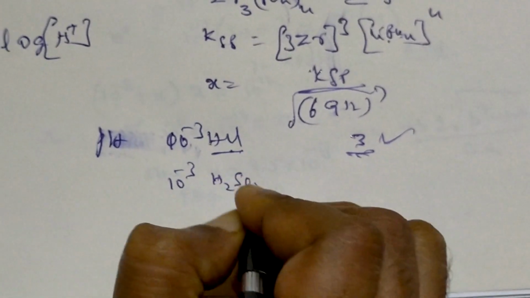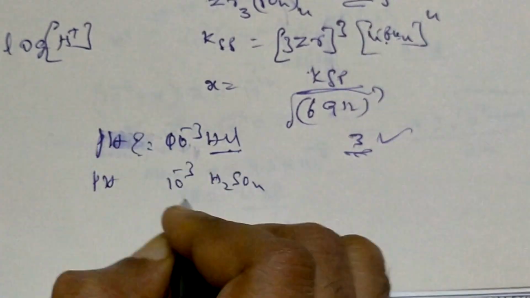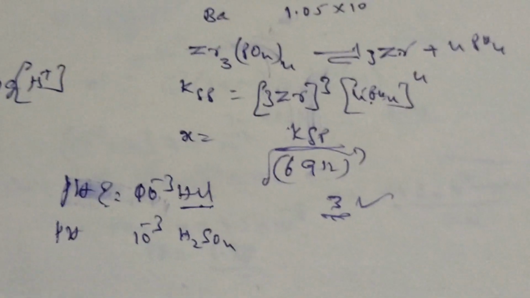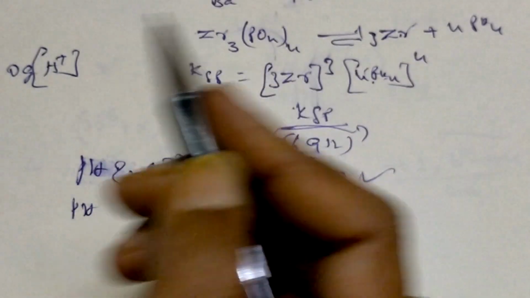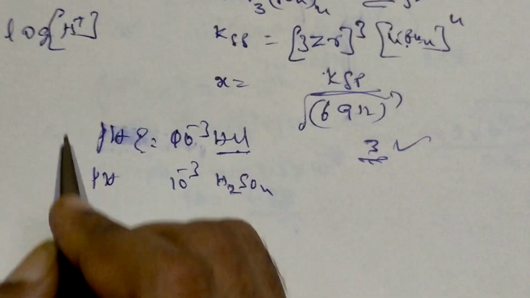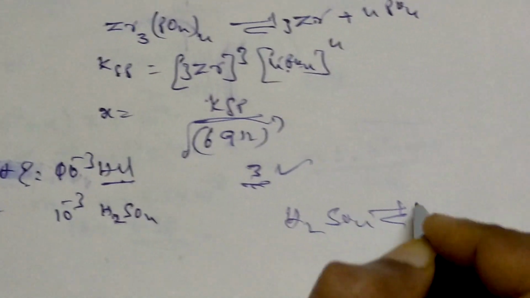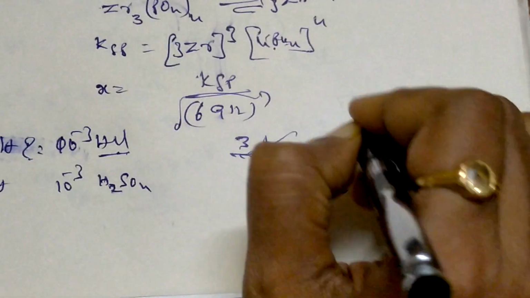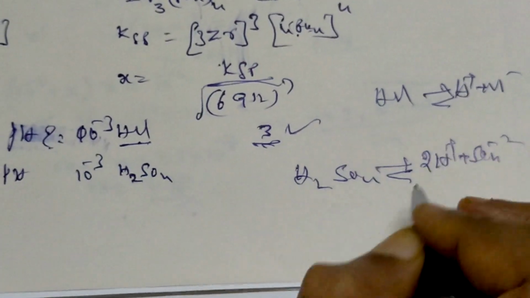Suppose the same thing is given for sulfuric acid. Now it is not that easy to say how much the pH is for 10 power minus 3 sulfuric acid. It is not the same as 3. How? Here, H2, 2 times H plus will be released. That means sulfuric acid will be like this: H2SO4 gives 2H plus plus SO4 2 minus. Not like HCl equals H plus plus Cl minus. Not like this. So 2H.